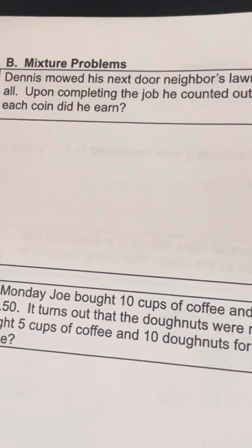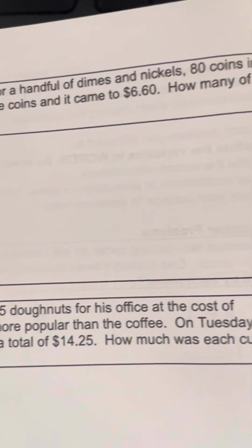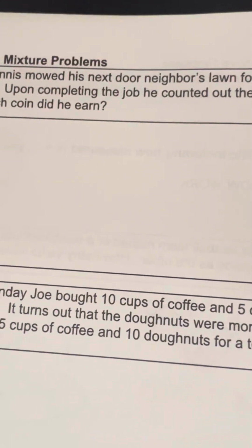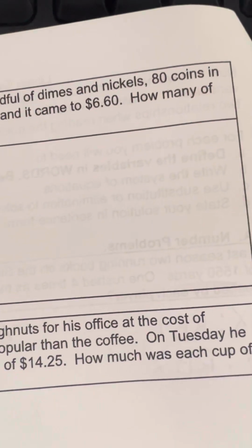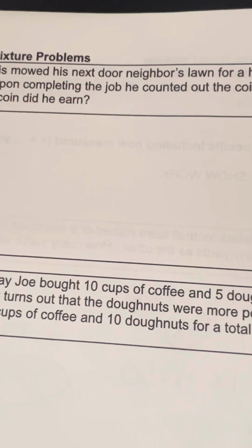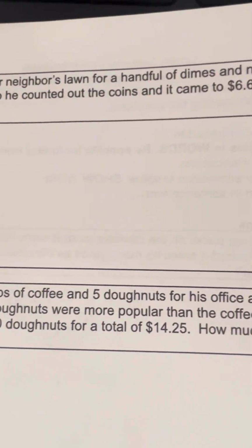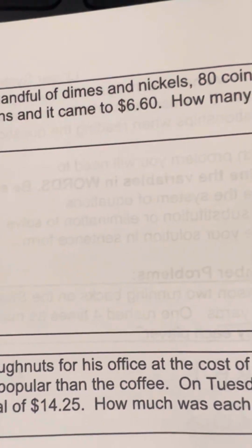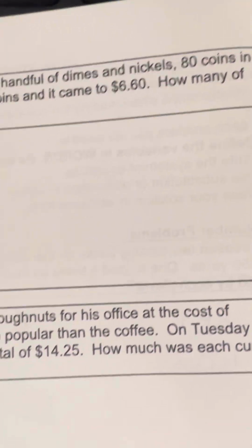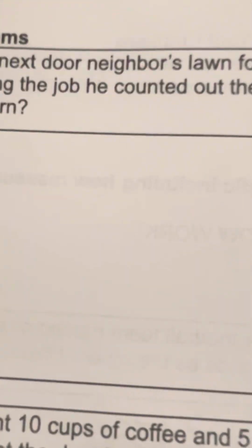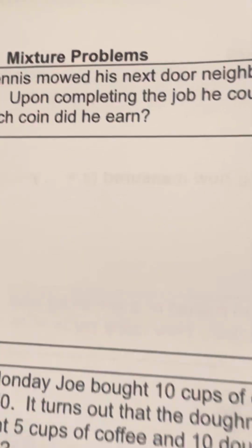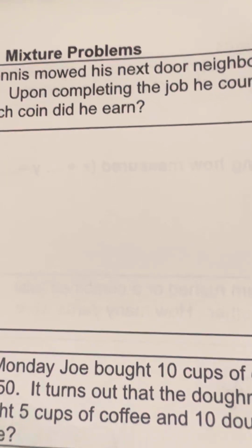Hey guys, we're back doing some more word problems for systems of equations. So we have good old Dennis. He mowed his next door neighbor's lawn for a handful of dimes and nickels, which were 80 coins in total. And when he completed the job and counted it, he got $6.60. So he was robbed. First off, he did not make very much money off of this, but whatever the case may be, we're looking to find out how much of each coin he got.